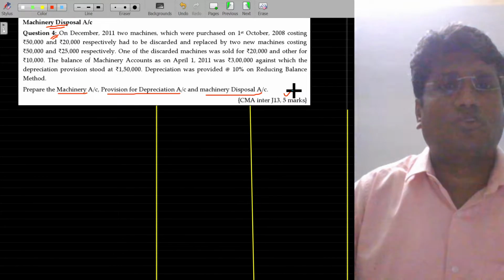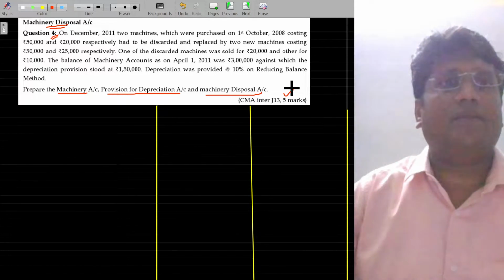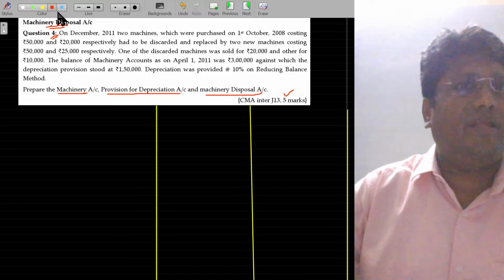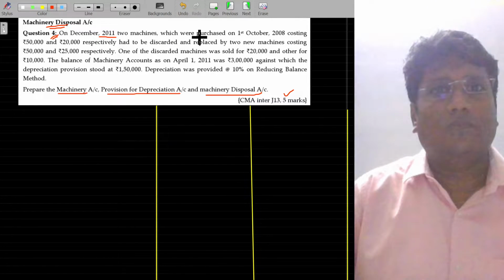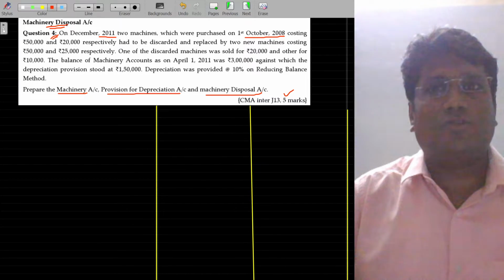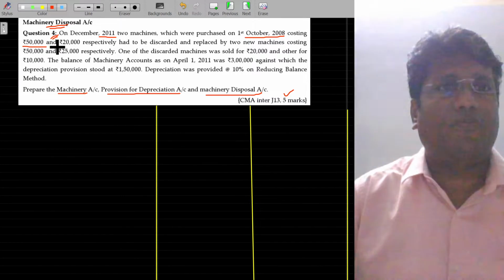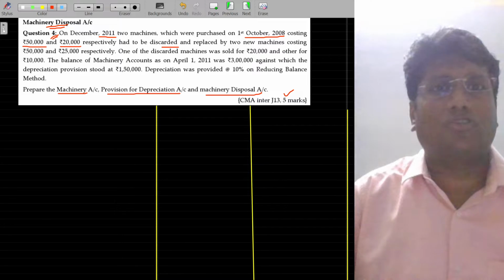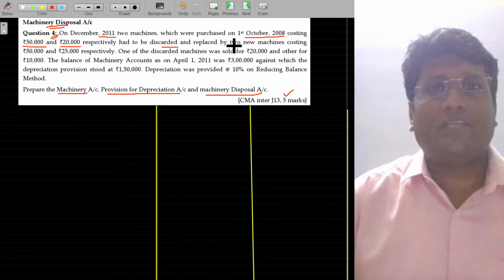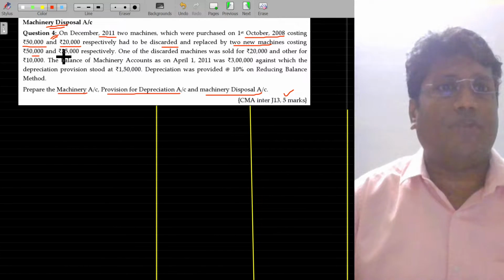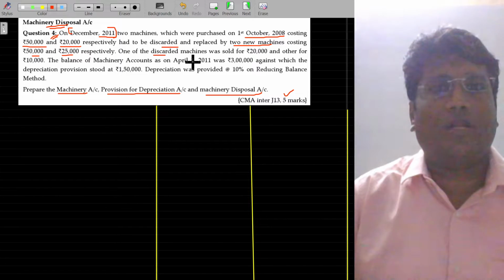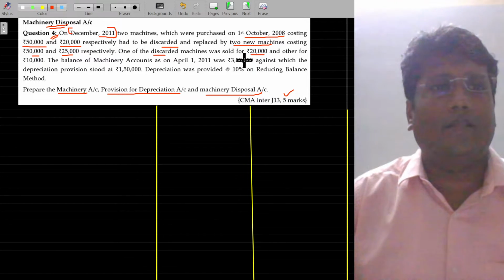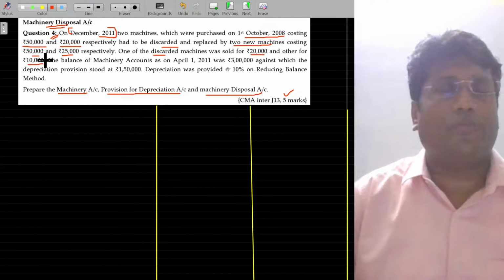It was for 5 marks question. We have to prepare for only 1 year. On December 2011, 2 machines which were purchased on 1st October 2008, costing 50 and 20 respectively, had to be discarded and replaced by 2 new machines costing 50 and 25. In which year? December 2011. One of the discarded machines was sold for rupees 20 and then the other for 10,000 rupees.